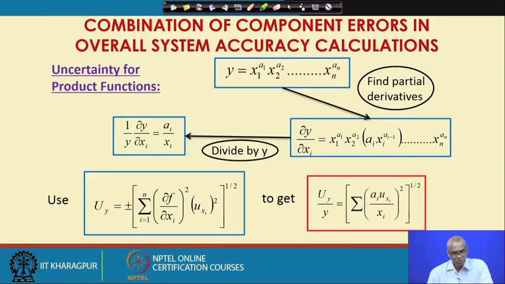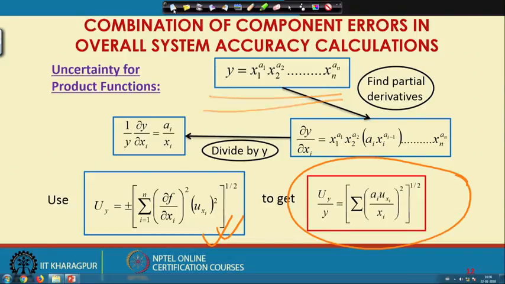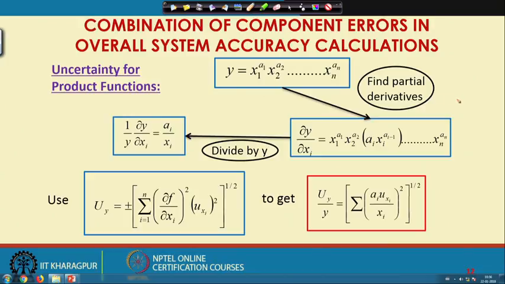And then we make use of the expressions to get E y by y as this. So, basically you follow the same methodology. You have a product function here, so the derivatives have to be computed accordingly. Please note that you need to know the functional form, so that you can compute the derivatives.